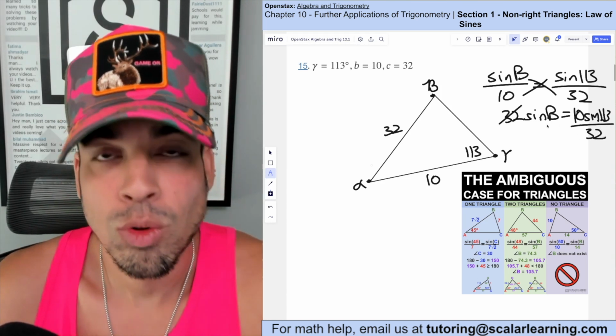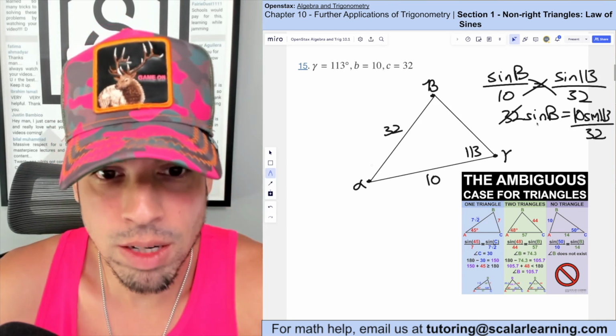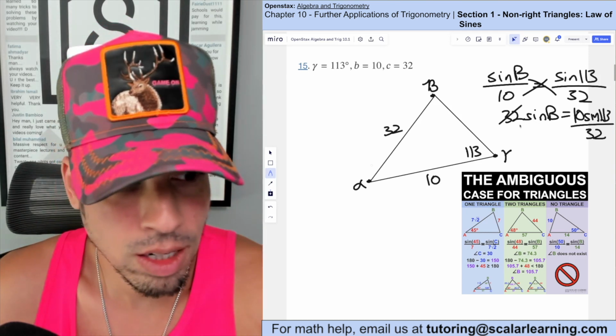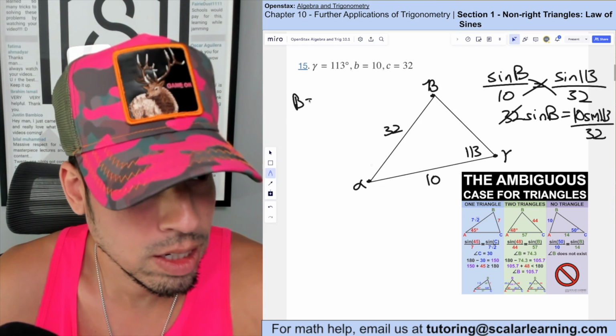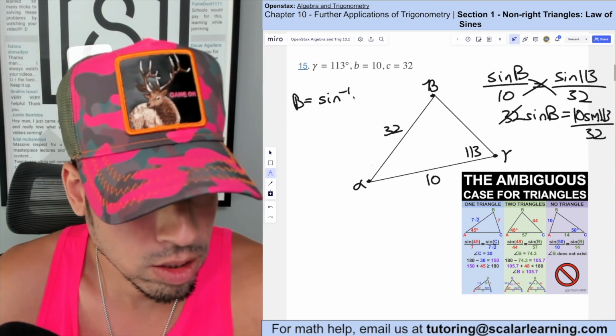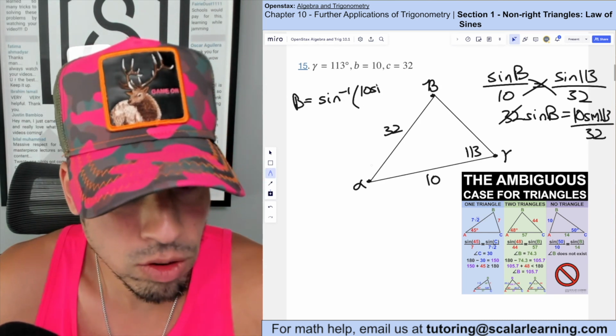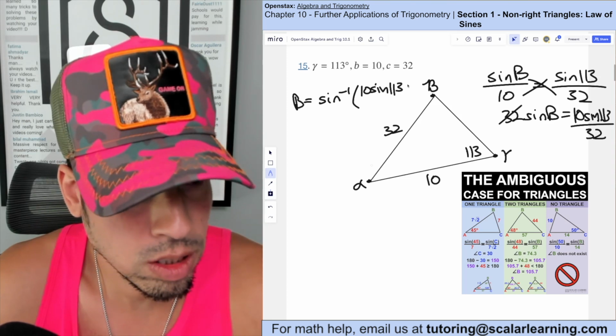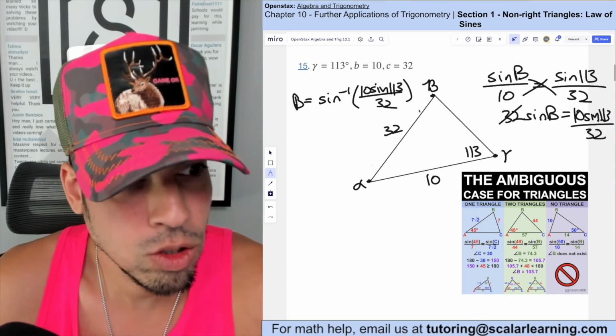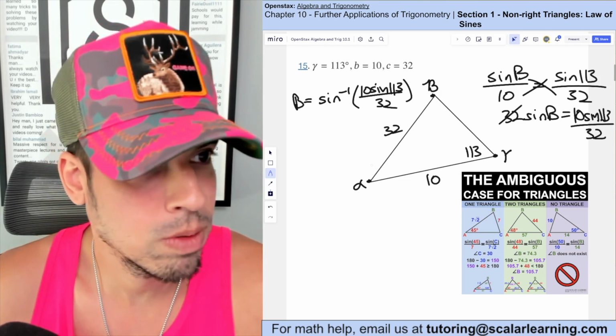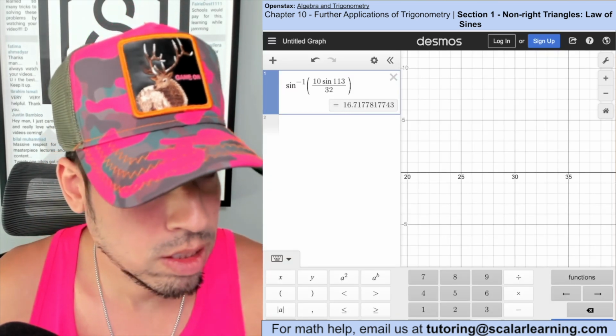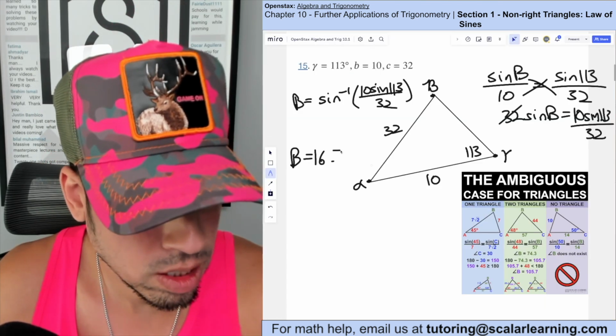equals this. To find this value now, we have to do the opposite of taking sine, which is taking arc sine. So b then equals arc sine, like so, of that whole value, 10 sine of 113 over 32. We're going to figure this out in Desmos. So now we get an angle of 16.7. So beta equals 16.7 degrees.